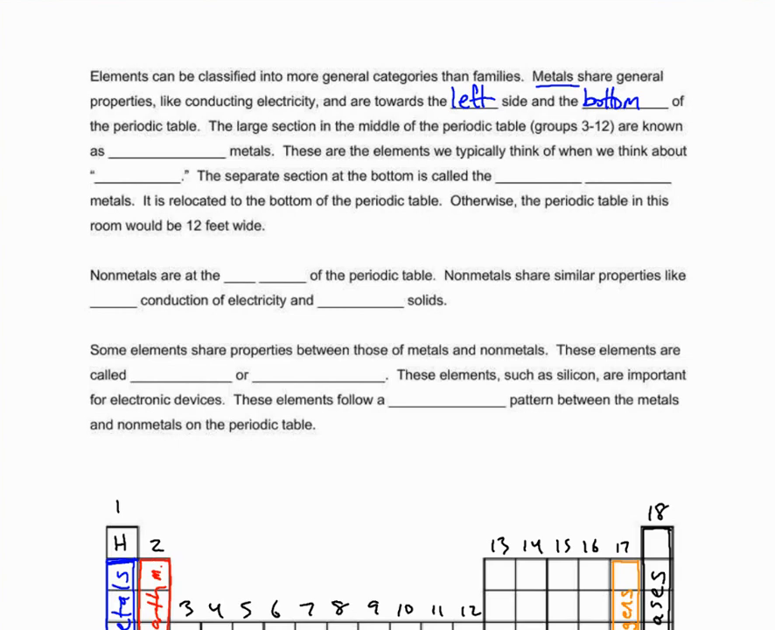The large section in the middle of the periodic table, which is groups 3 through 12, are known as transition metals. These are the elements that we would typically think of when we think about metals. Like the metals that make up our car, the metals that make up electronics, the metals that make up furniture, the steel that supports buildings, all of those things, they tend to be transition metals.